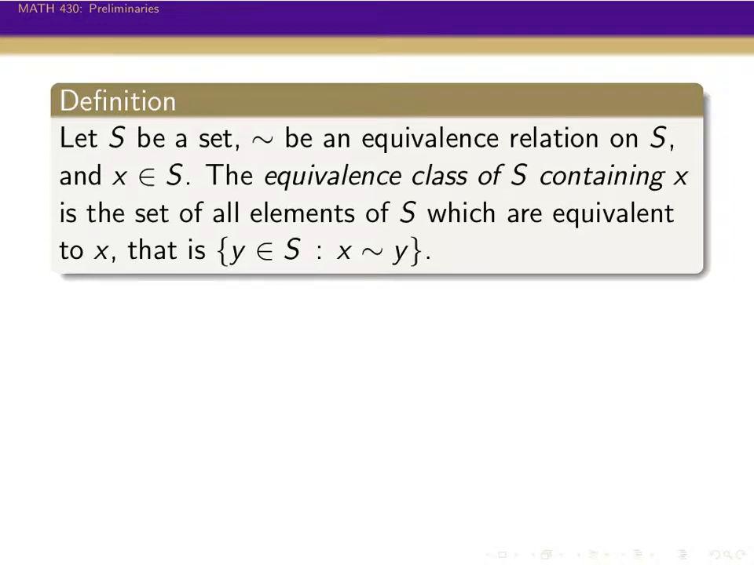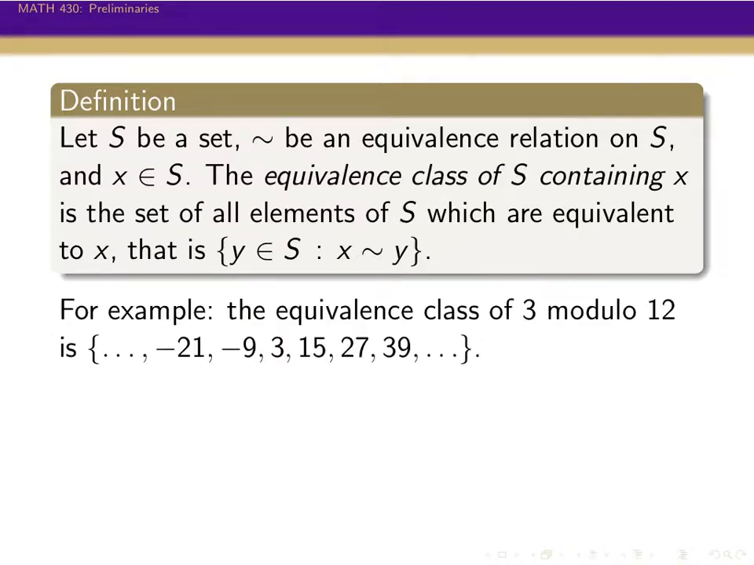So for modulo, this tilde here, this squiggle here, is congruent mod 12, or mod n, whatever. So for example, when we saw this written out in the last slide, what's the equivalence class of 3 modulo 12? Well, it's all the integers that are congruent to 3 mod 12. So minus 21, minus 9, 3, 15, 27, 39, etc.